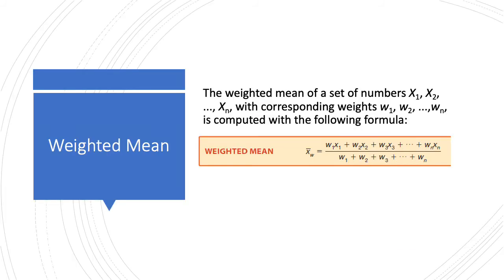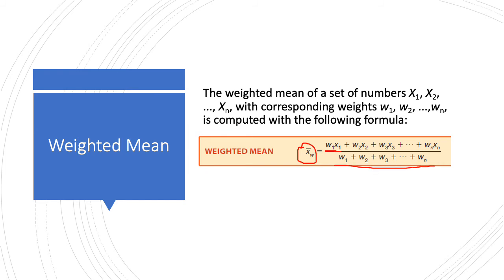The weighted mean is for a set of numbers x1, x2 to xn with corresponding weights w1, w2 all the way to wn, and it's computed with the following formula, where x bar w, the weighted mean, is equal to the weight of each value times the value, plus the weight of the second value times that value, and so on, all over the sum of all the weights of our values.